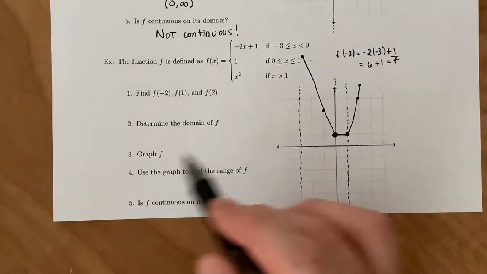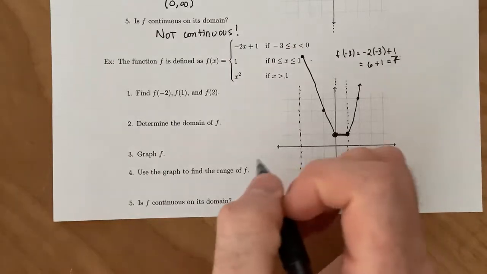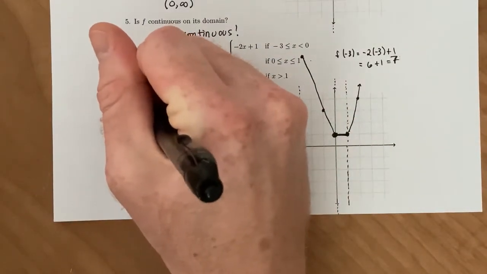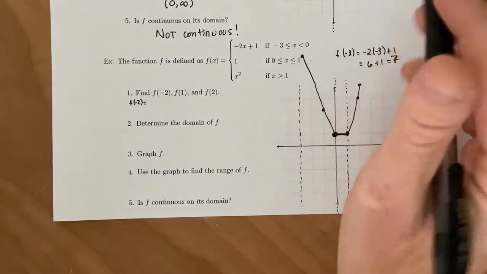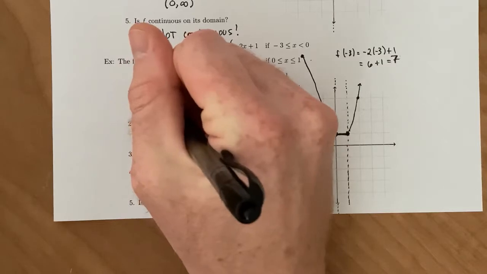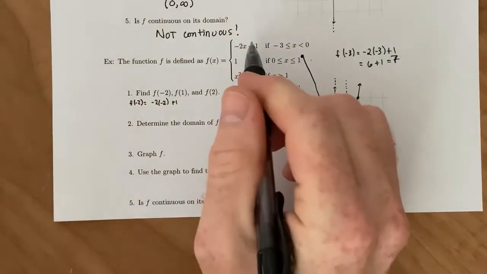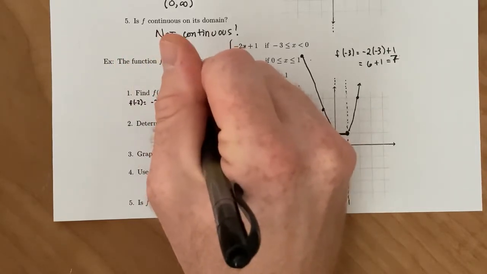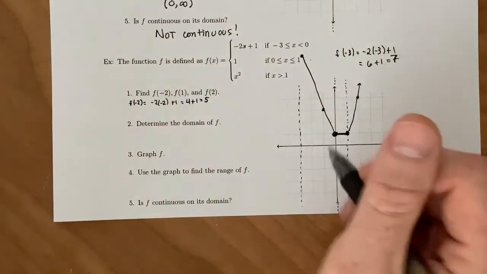I kind of skipped to part 3. Let's dive back into part 1. So we want to find f of -2. Well, -2 is between -3 and 0. So we take -2 times -2 plus 1, because that's what our function looks like between -3 and 0. That gives us 4 plus 1, which gives us 5.